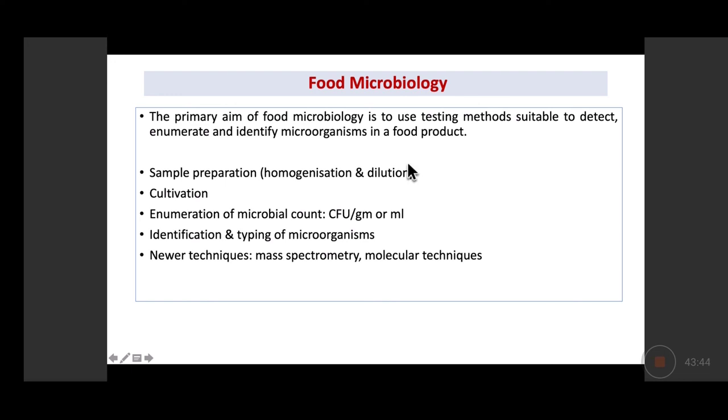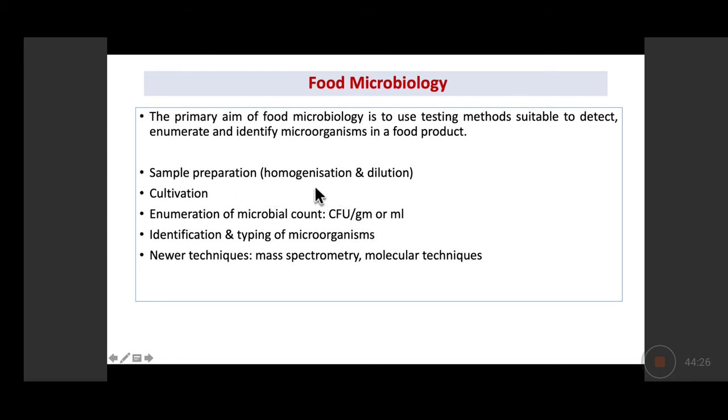Now, the last slide is food microbiology. The primary aim of food microbiology is to use testing methods suitable to detect, enumerate, and identify microorganisms in a food product. For sampling, there is no standard procedure as such. It is generally done whenever there is a food-related outbreak. Then we do the testing, or we can also do it in the food industry when the food product is formed or processed.